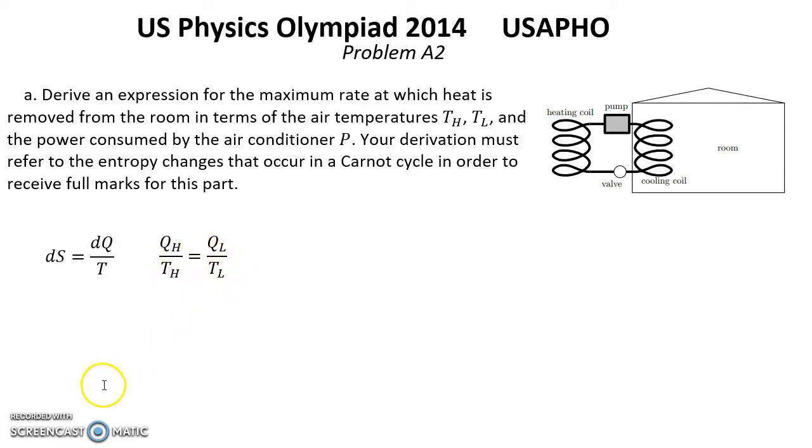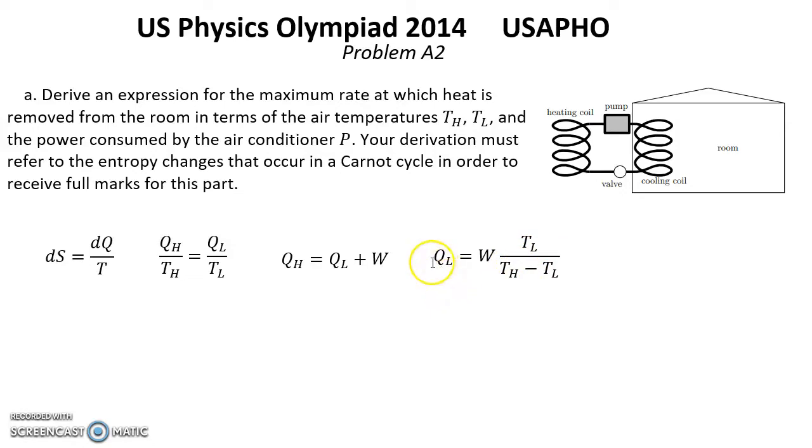Also we have energy conservation. We have Q high equal to Q low plus the work W done over the system. From these two equations we can eliminate Q high and we will get Q low equal to W multiplied by T low over T high minus T low. And this is all that we need.